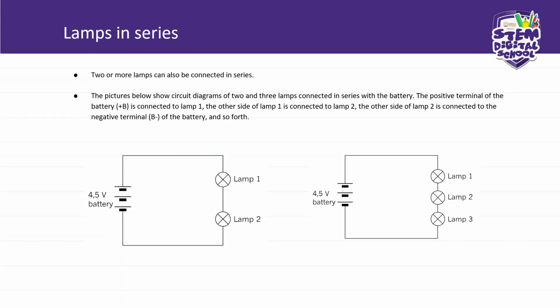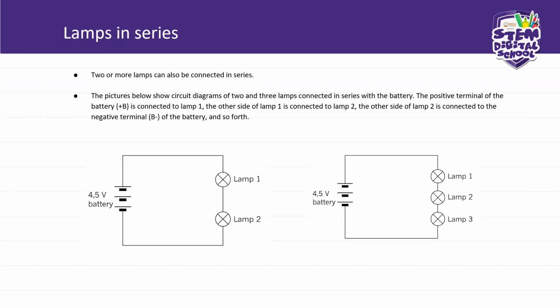Now, connection of lamps. 2 or more lamps can also be connected in series. In the previous slides, you saw cells connected in series and cells connected in parallel. The pictures below show circuit diagrams of 2 and 3 lamps connected in series with the battery.